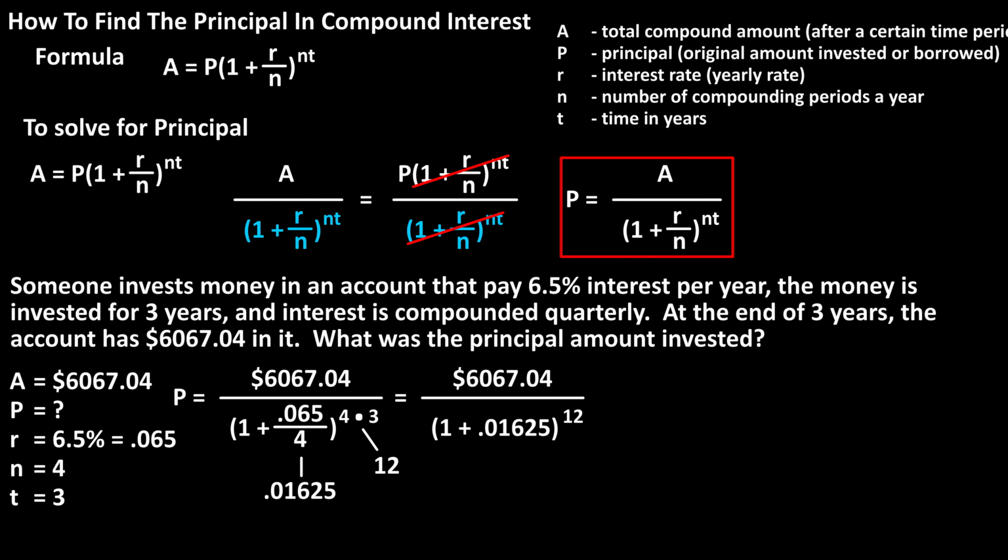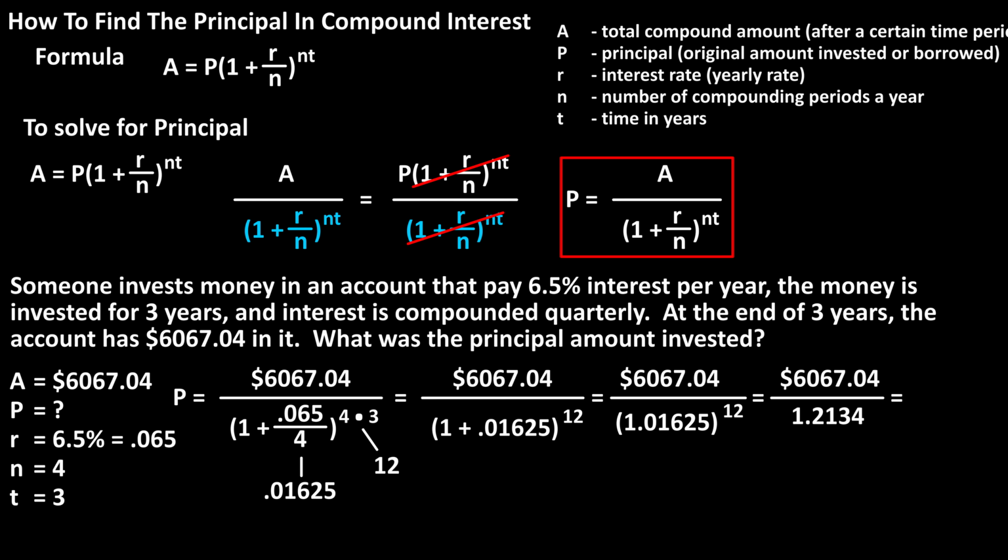After the addition in the parentheses, we have $6,067.04 divided by 1.01625 raised to 12. 1.01625 raised to 12 equals 1.2134 rounded off. And now $6,067.04 divided by 1.2134 equals $5,000. So the principal invested in the account was $5,000.